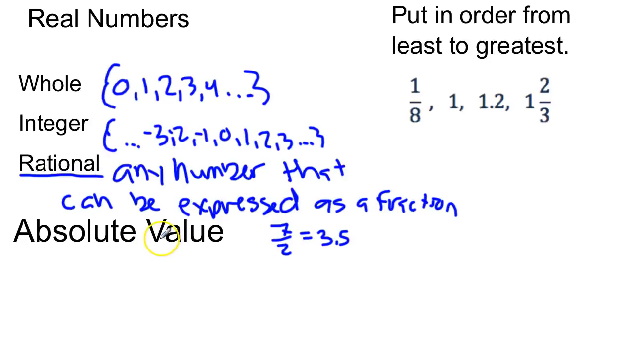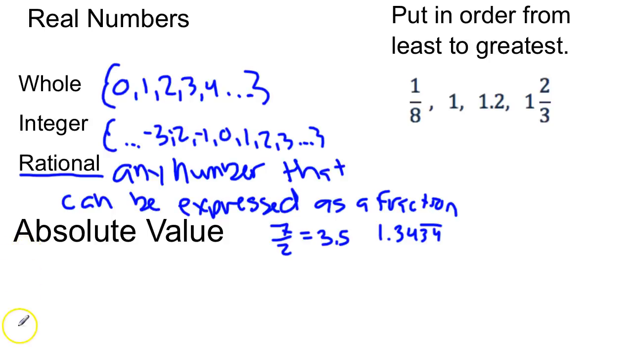If you go back to the other video, rational numbers are either terminating, like this one, it just ends, or they can be repeating. So if I had 1.3434 and it goes forever, this is also a rational number.